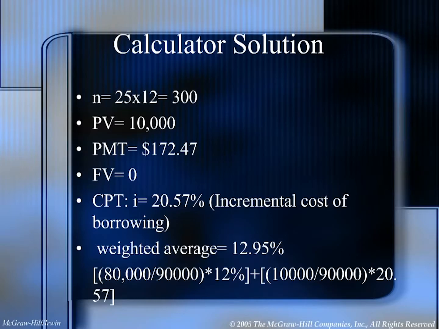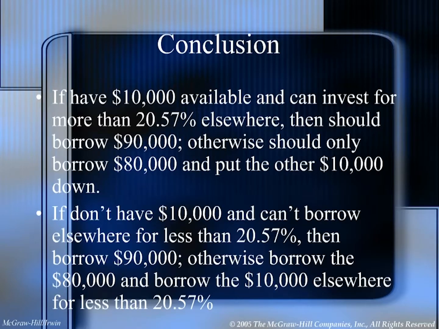So that's the incremental cost of borrowing. In other words, if you had the $10,000 to put down, you'd ask, should I put the $10,000 down, or can I invest it somewhere for more than 20.57%? The weighted average cost would be the $80,000 divided by the $90,000 at 12%, and then the extra $10,000 divided by the $90,000 at 20.57%, which would give us almost 13%, or 12.95% as a weighted average.